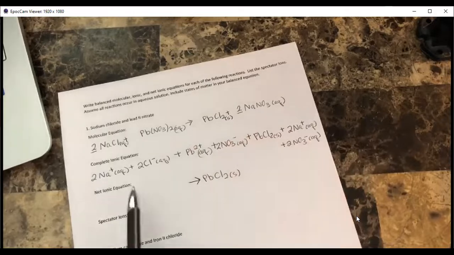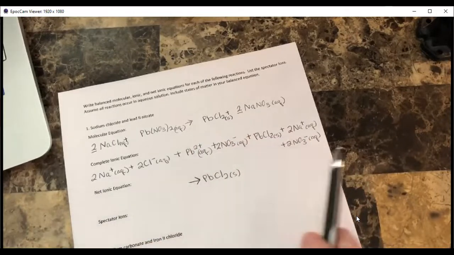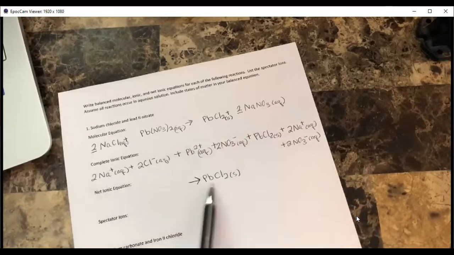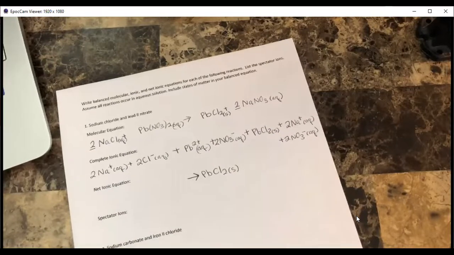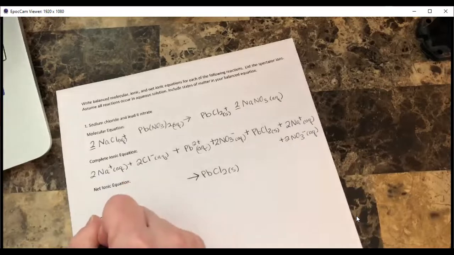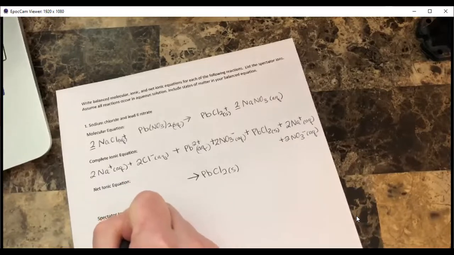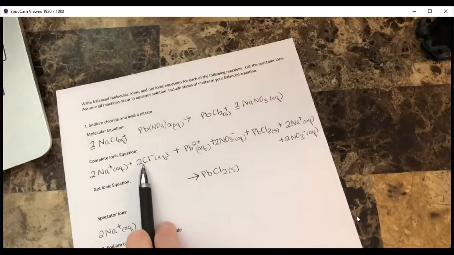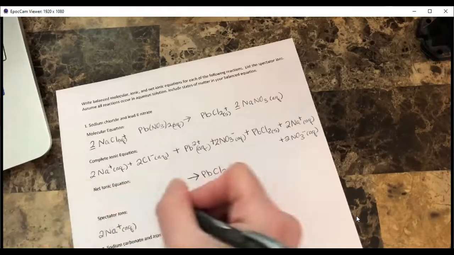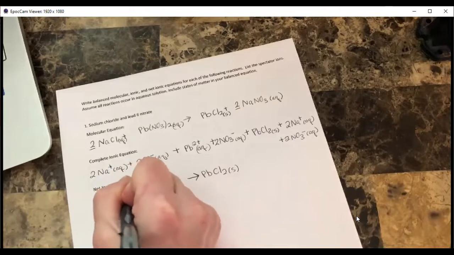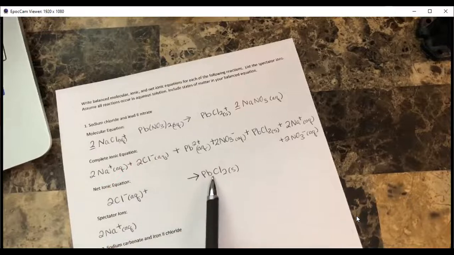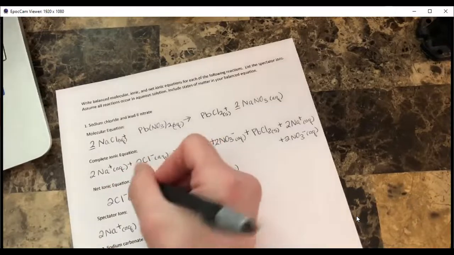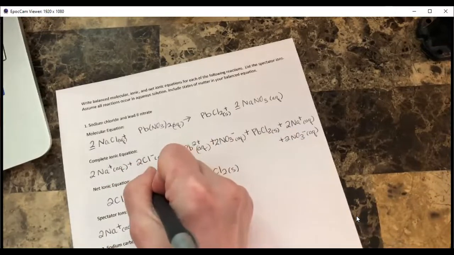We want to know, in the complete ionic equation, what parts contributed to this. Sodium is not a contributor. So you know what? That's a spectator ion. Let's put that down here. Okay. What about chlorine? Yes, chlorine is included in that. So we're going to put the 2Cl minus AQ plus lead. Lead is also included in making the solid. So that one participates in the net ionic equation.